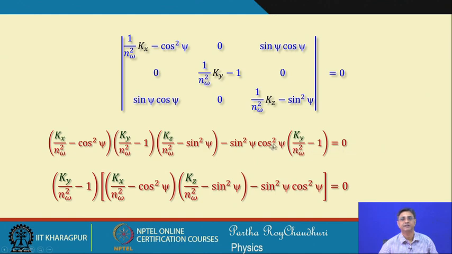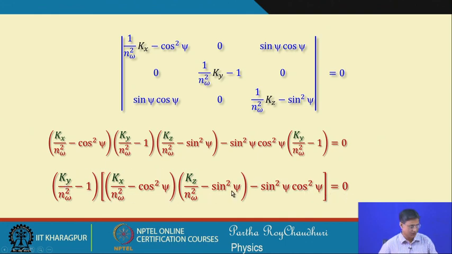So, we can write this equation, because k y by n omega square minus 1 appears in both the terms. So, I take them out and we put these remaining quantities in the bracket, that is k x by n omega square minus cosine square psi, and this remaining part of this equation, that is sin square psi cosine square psi equal to 0.